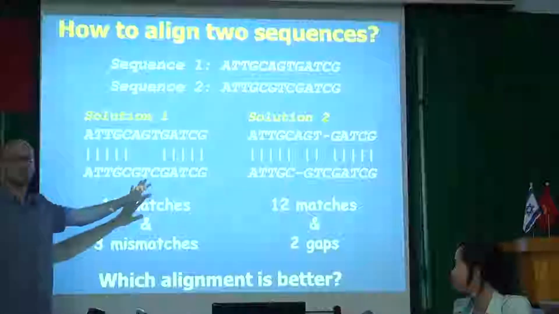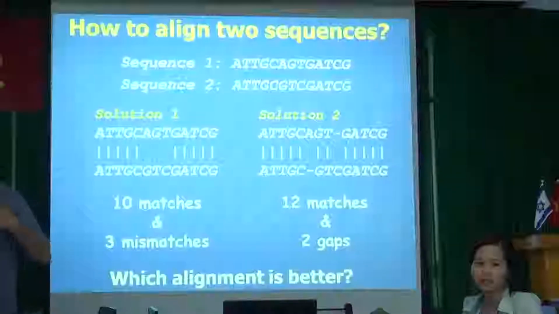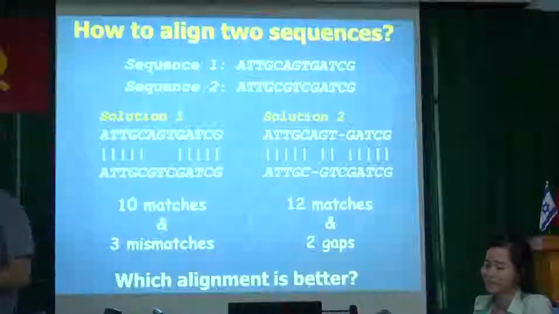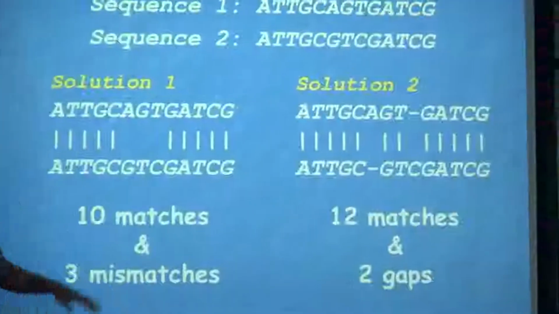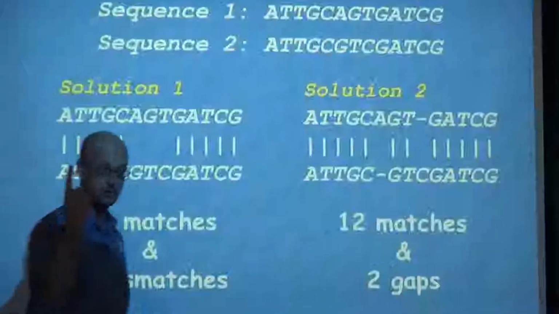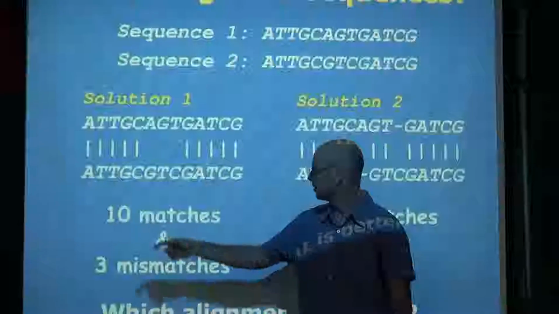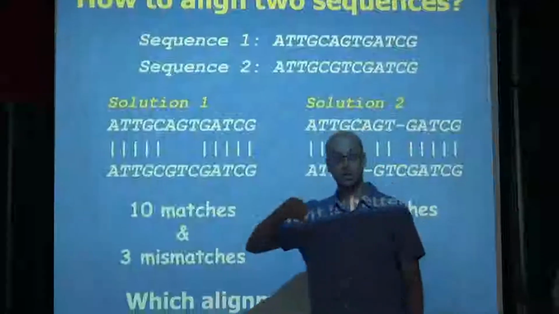And the way we choose is points. We give points. Like with my children, if they behave well, I give them points, plus points. If they behave not well, I give them minus points. Same here. So, for each match, we give 1 point. For each mismatch or a gap, we lose points.